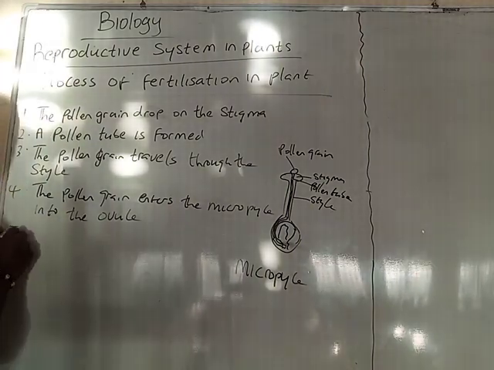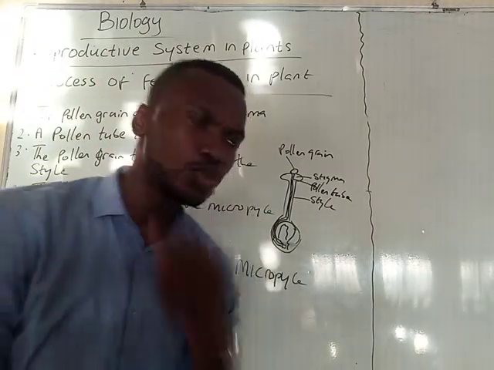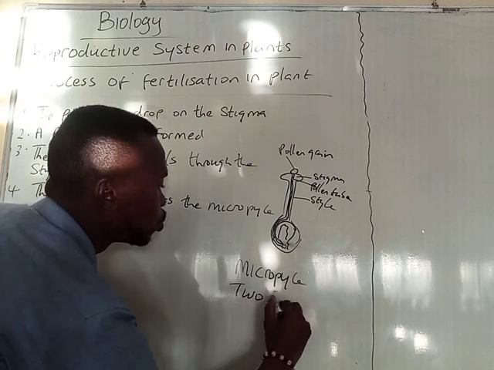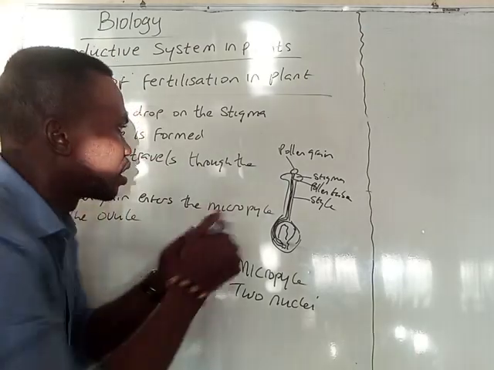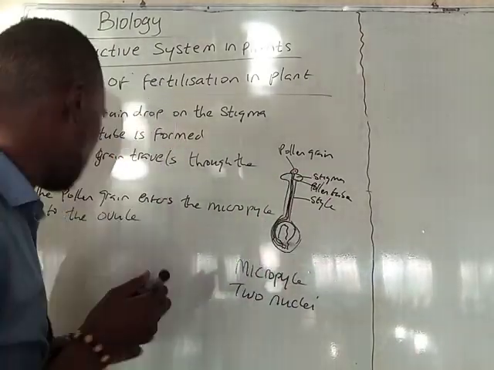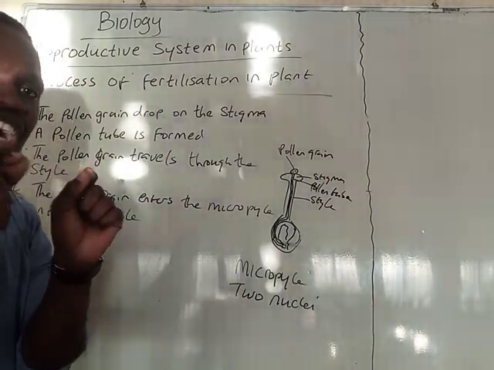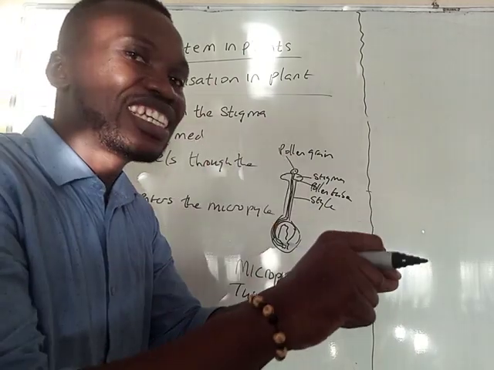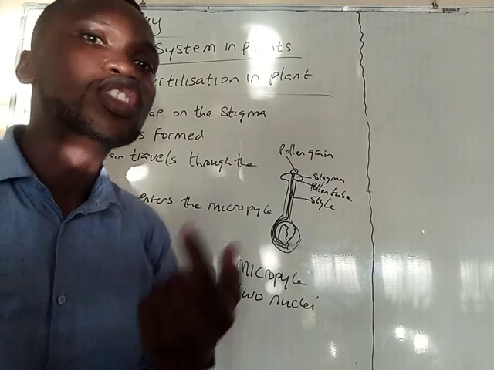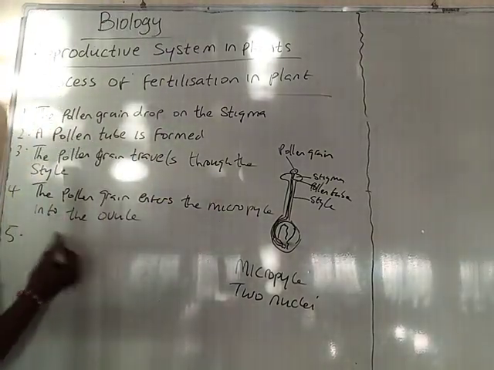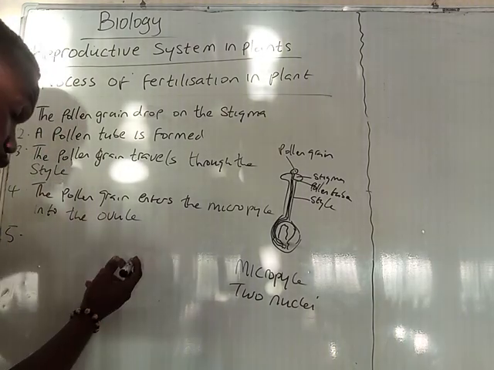So number 5. Now, please note, the pollen grain actually has 2 nuclei. Inside this pollen grain are 2 nuclei, like 2 dots. Now, when it enters the ovule, the 2 nuclei are going to fertilize 2 things in the ovule. That is why it's called double fertilization. So the pollen grain enters the micropyle into the ovule.